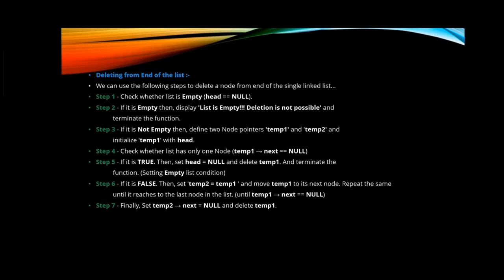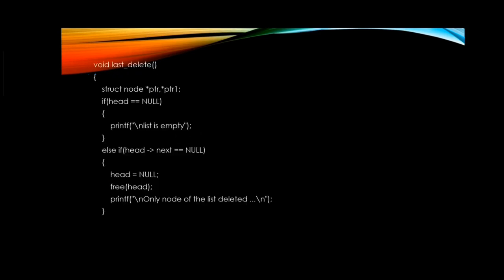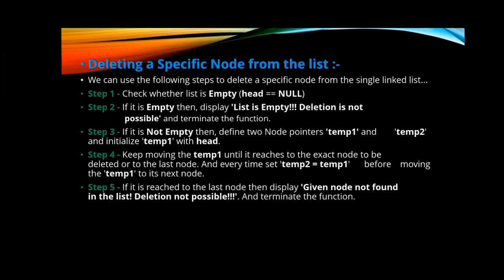Repeat the same until it reaches the last node in the list, such that temp1 of link part is equal to null. Finally, set temp2 of link part equal to null and delete temp1. And this is the code for last delete. And next one is deleting a specific node from the list.